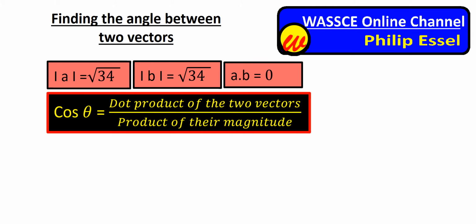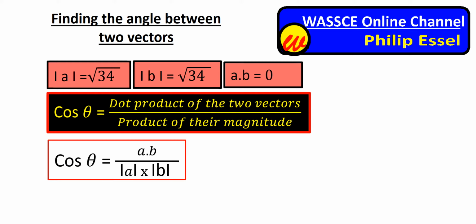The formula states that cos theta, where theta is the angle between the two vectors, is equal to the dot product of the two vectors divided by the product of their magnitudes. This would give us cos theta equals the dot product of the vectors A and B divided by the magnitude of the vector A times the magnitude of the vector B.